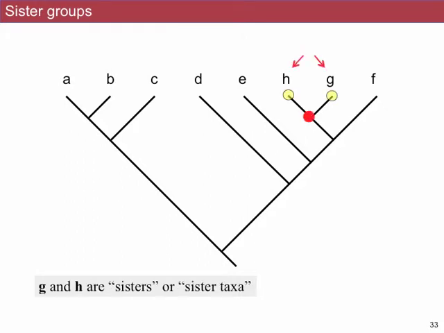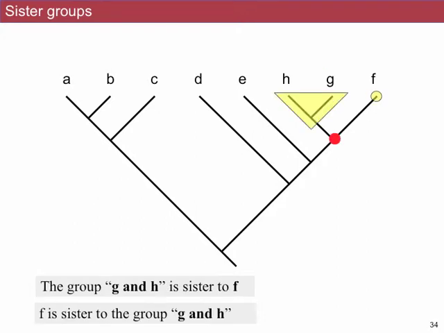And again, we will just let this term slide, and you're expected to understand that it's the next most deeply branching group relative to the organisms that are being talked about. So there's F versus G and H.